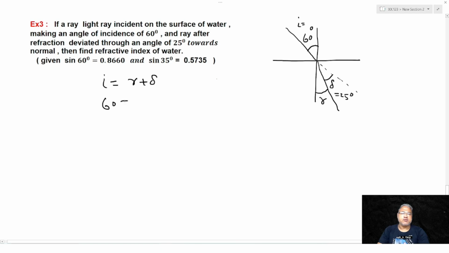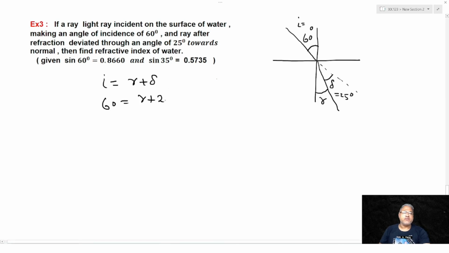Now 60 equals r plus delta, because to find the refractive index we must have two angles: the angle of incidence and the angle of refraction. The angle of refraction is not given, so we have to find it. How to find it? By using this relation: i equals r plus delta.